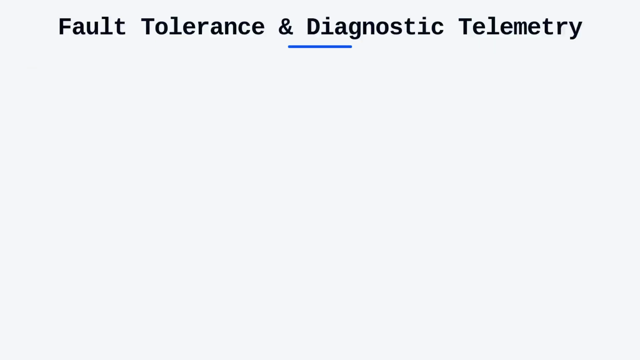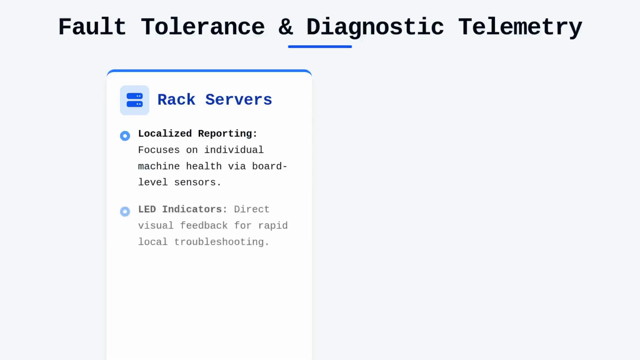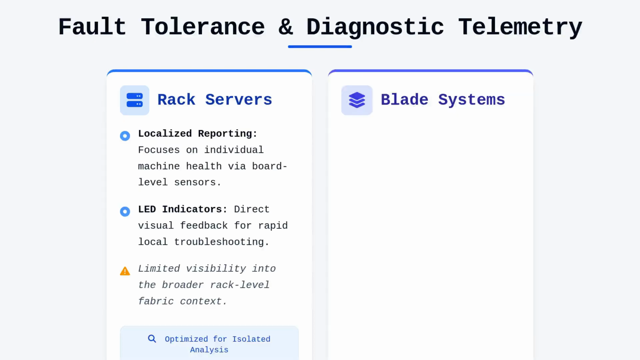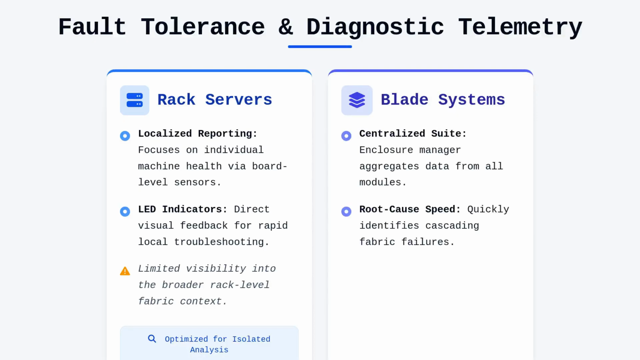Fault tolerance and diagnostic telemetry are equally critical when comparing these two form factors under rigorous stress conditions. Rack servers rely on localized health reporting, where diagnostic LEDs and direct board-level sensors provide the primary feedback loop for predictive failure modeling. While this is effective for isolating issues to a single machine, it lacks the broader context of the rack-level fabric. Blade deployments provide a more comprehensive, centralized telemetry suite, as the enclosure manager aggregates physical state data from all compute blades, storage blades, and interconnect modules simultaneously.